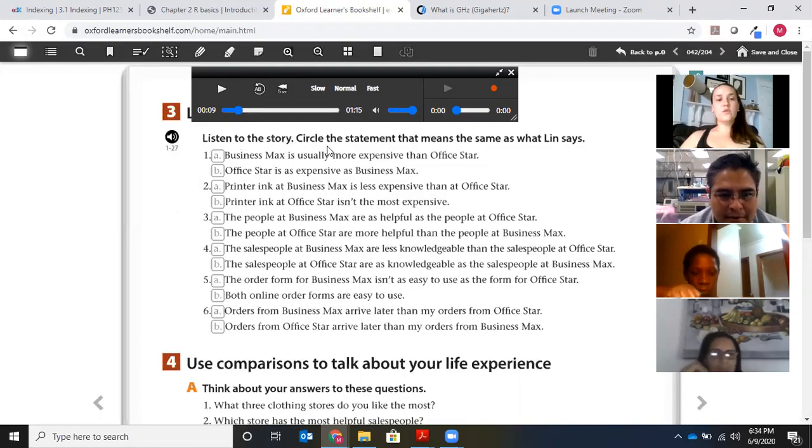So what it wants us to do is circle the statement that means the same as what Lynn says. So we're looking for synonyms here. And it's when Rosalie pointed out early that cheap and least expensive mean the same thing. That is going to come into play here. So is Business Max usually more expensive than Office Star, or is Office Star as expensive as Business Max? We remember?